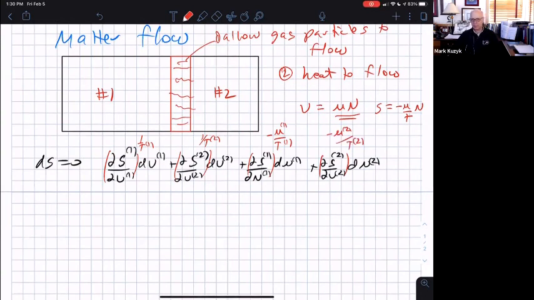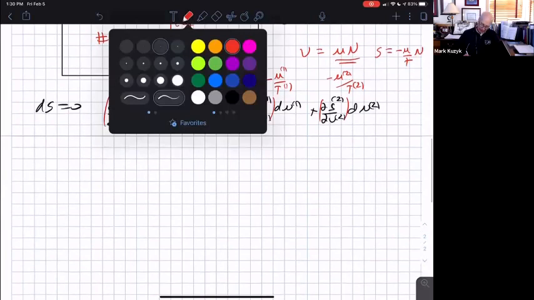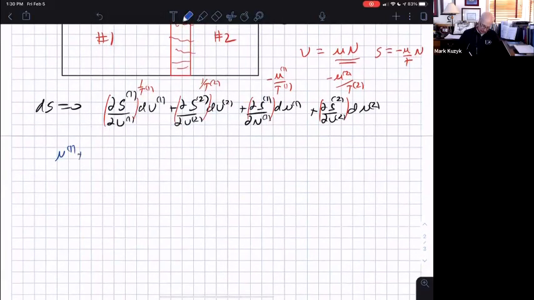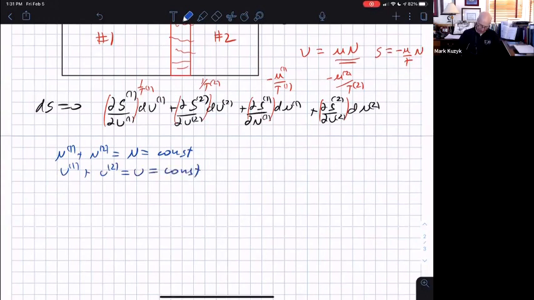Okay, so just like before, we're going to collect the like terms, and we're going to use again the condition that N1 plus N2 equals N, a constant, and U1 plus U2 equals the total energy. That's a constant. When we put those two conditions together, we get 0 equals 1 over T1 minus 1 over T2, dU2, plus, well, I guess I should just say minus here. Actually, it doesn't matter how I do it. But let me just say minus.